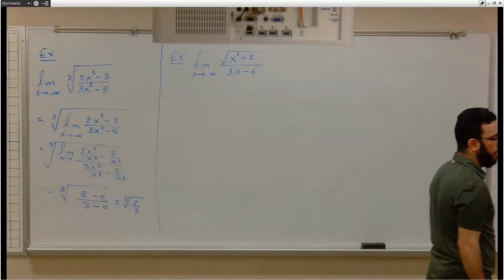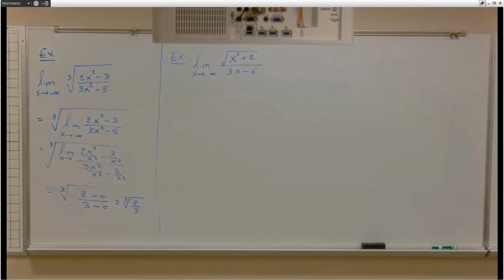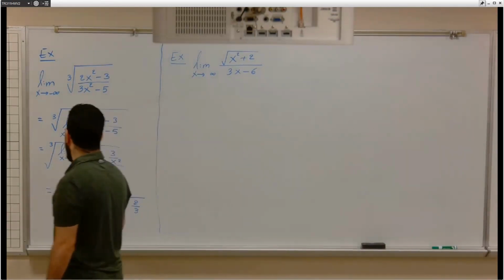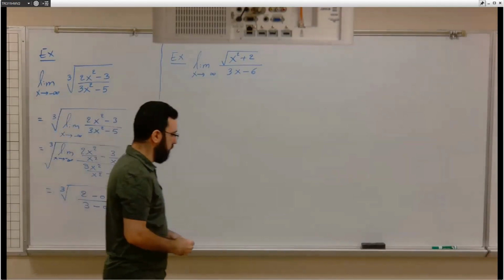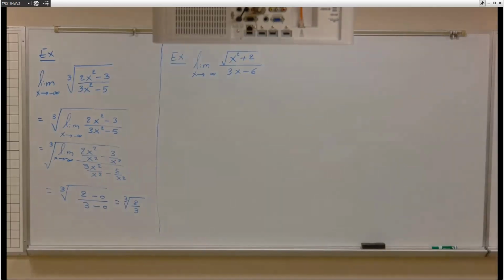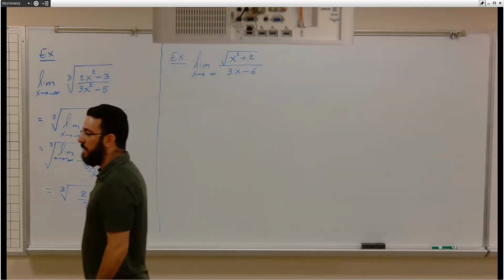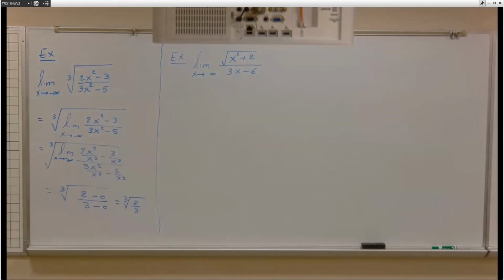Let's take the next example. Now we have the square root of x squared plus 2, divided by 3x minus 6.